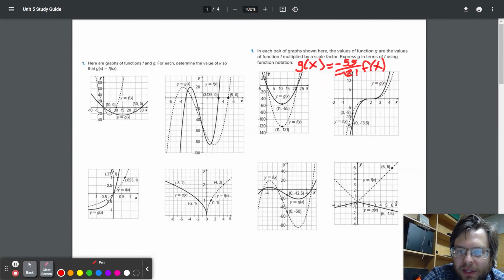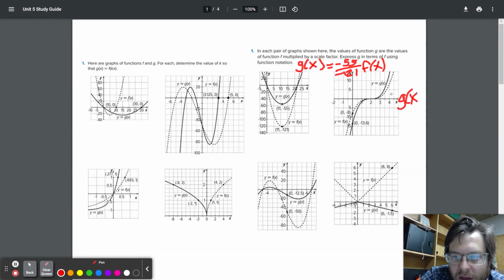So I can just go negative 55 over negative 121 f of x. What I'm doing is just taking the new value divided by the old value. So similarly here, I see that if I want g of x for number 2, it's going to equal something times f of x.